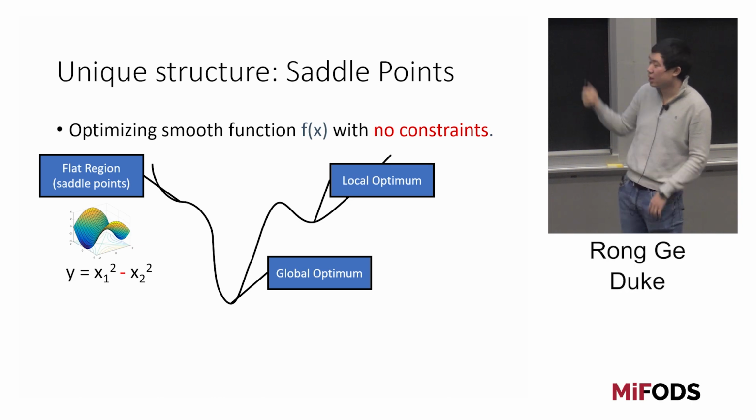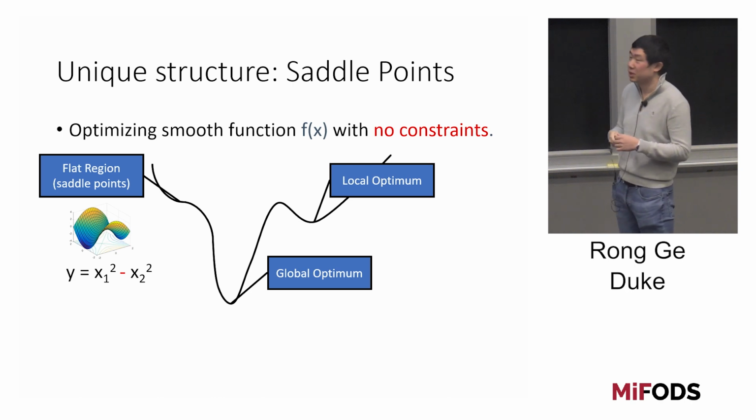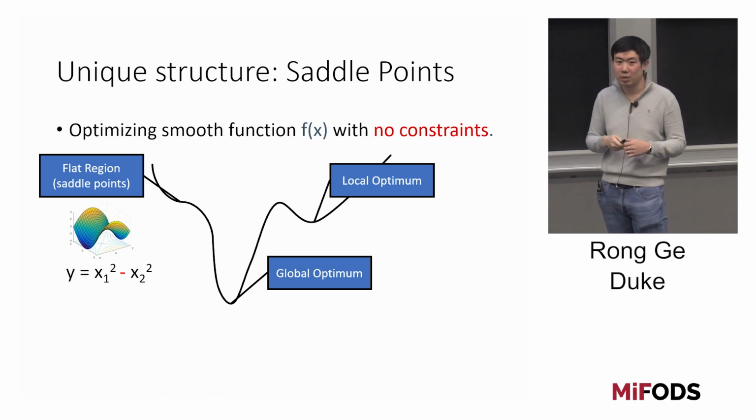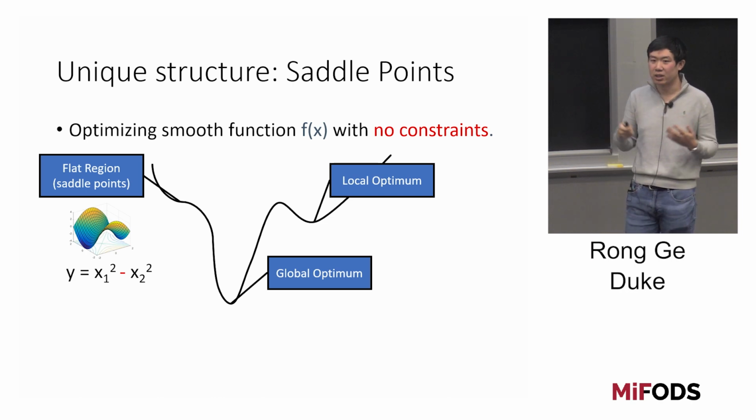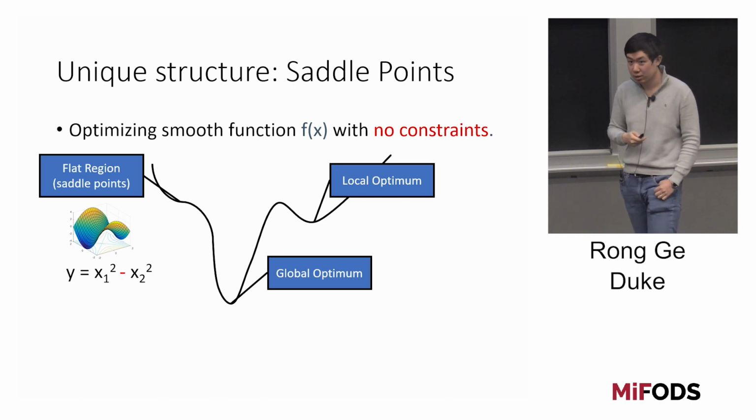In 2 dimensions, a saddle point looks like the (0, 0) point of x1 squared minus x2 squared. It looks like this, and it has a direction, which is the x2 direction in this case, where if you go along the x2 direction, the function value actually decreases.